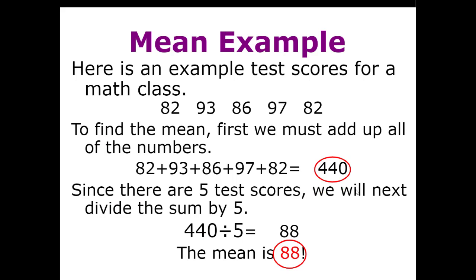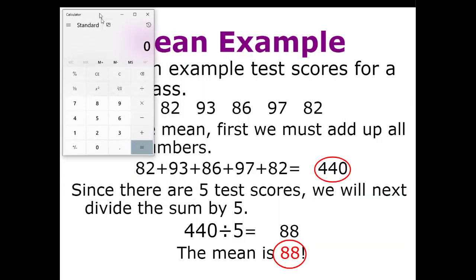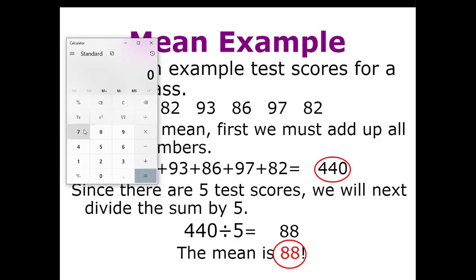So here's another example with just test scores for a math class. Here I have 1, 2, 3, 4, 5 test scores, and let's go ahead and add up all the numbers. So I've got 82 plus 93 plus 86 plus 97 plus 82, and I get the sum, which is 440. And since I have 5 cases, I'm going to go ahead and divide by 5, and I get the mean is 88.